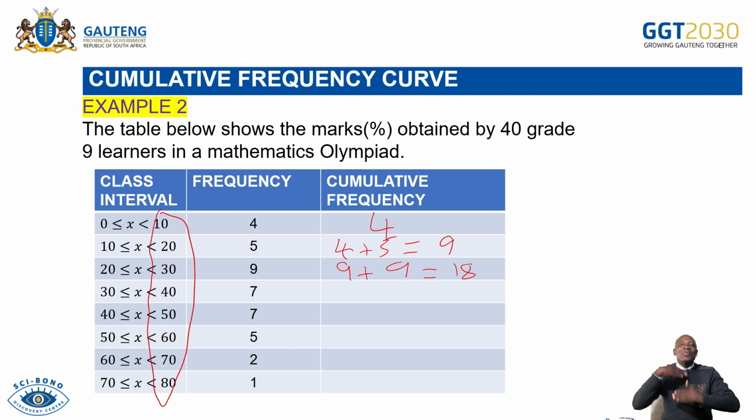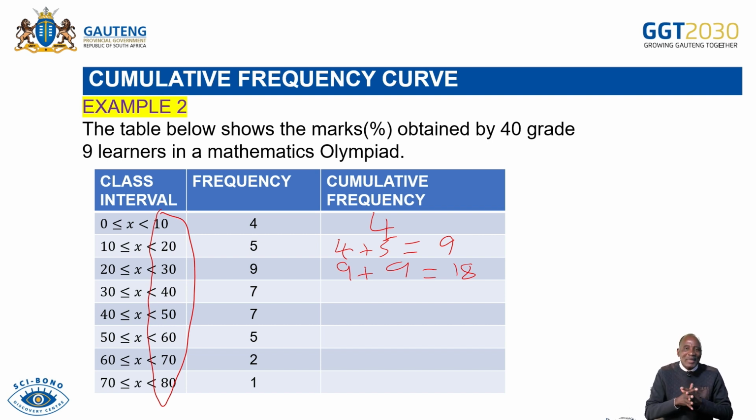It's building up towards the total of 40, which is all the learners who scored up to less than 80. So when we talk about the cumulative frequency, we are looking at each class at a time. We are saying for the first class, the maximum is a 10 that one could have obtained, less than 10. So how many learners scored up to less than 10? There were 4. In the next class, we are saying up to 20. How many were there now? It is 4 plus 5, which is a 9. Then up to 30, how many were there now? It's going to be the previous 9 plus the next 9, which is an 18.